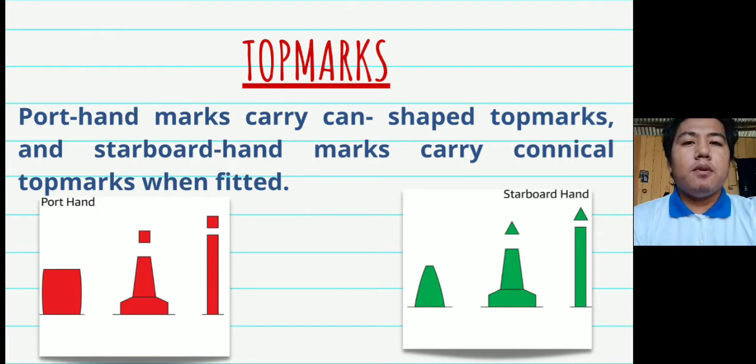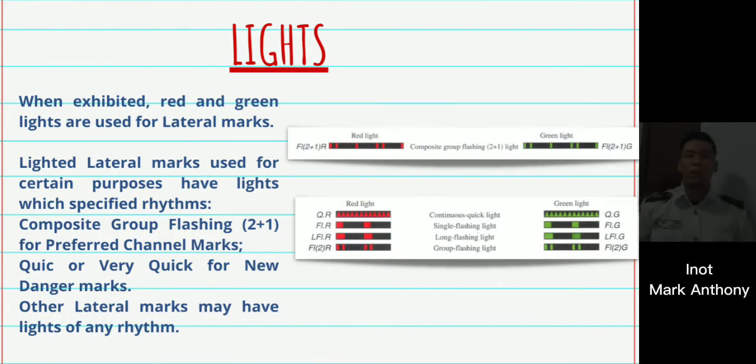Top marks. Port hand marks carry can-shaped top marks, and starboard hand marks carry conical top marks when fitted. In Region A, the color of the port hand is red and starboard is green, while in Region B, the port hand is green and the starboard is red. In the port hand, the shape used is can shape, while in the starboard it is conical.